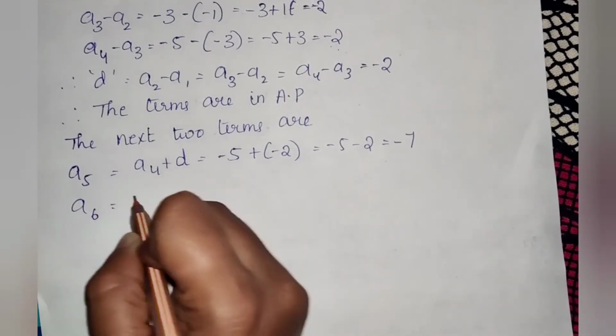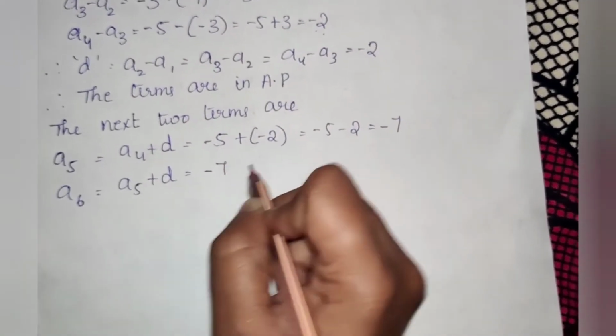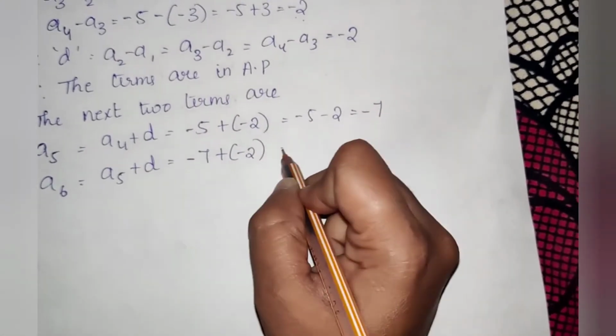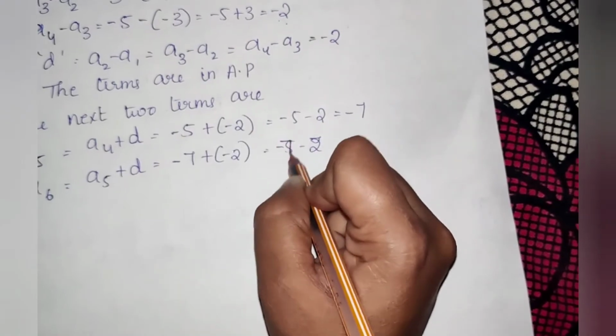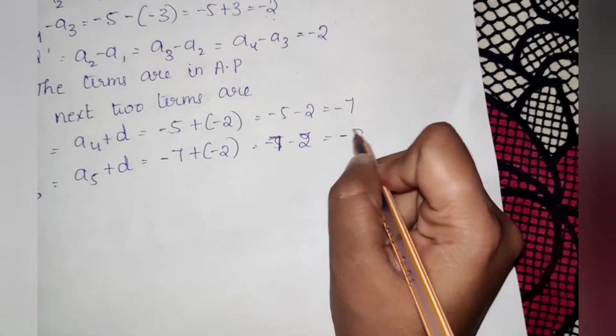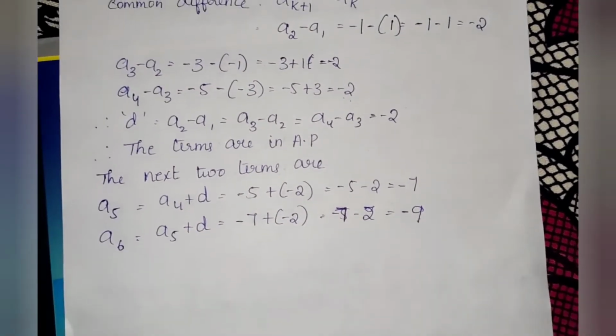Again A6, A5 plus common difference, A5 is minus 7 plus of minus 2, minus 7 minus 2, we get minus 9. So the other two terms are minus 7 and minus 9.